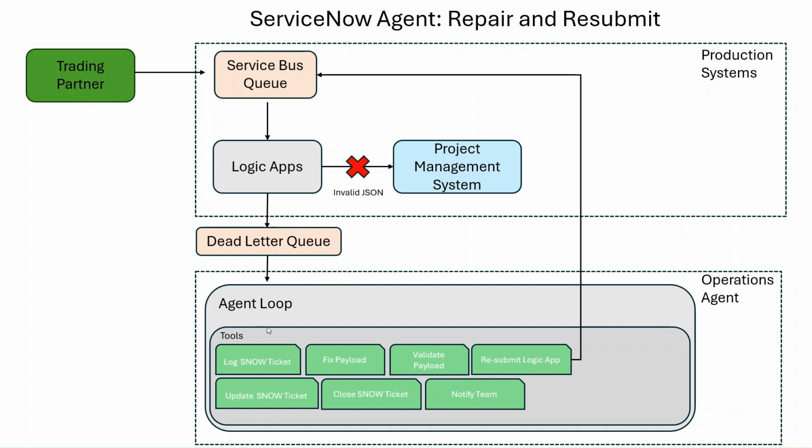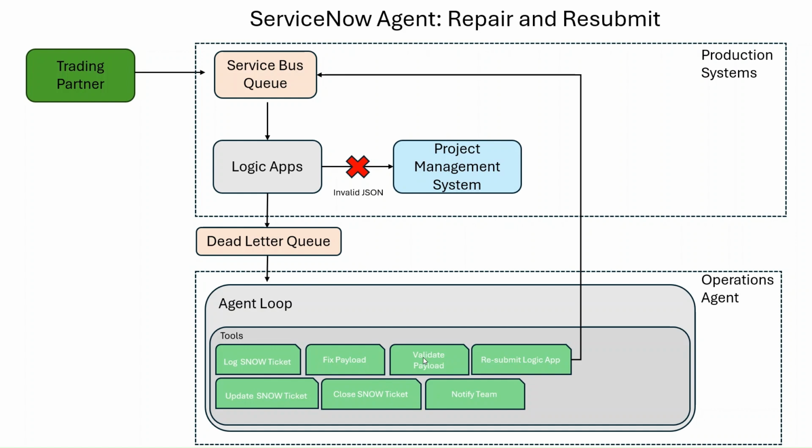Now, as part of this business process, we need to make sure that we log all of the activities in the ITSM tool, which is ServiceNow. So we will use tools such as log a ticket, update a ticket, and close a ticket. We will also perform functions such as fix the payload, and we're going to leverage the AI model to do that. Now, we also want to ensure that what the AI model is doing is actually valid.